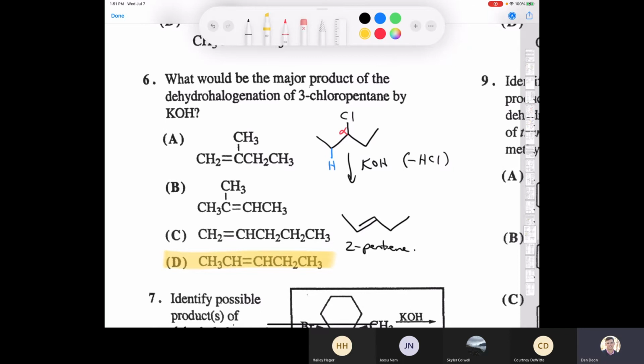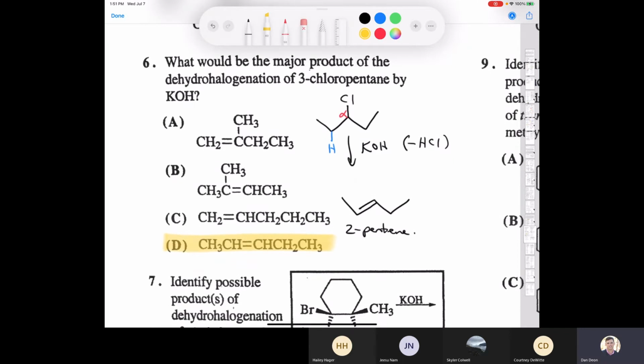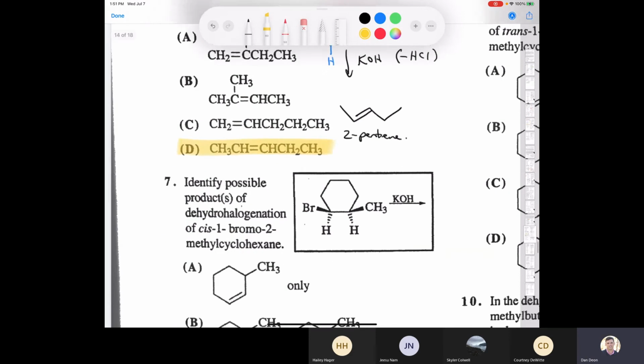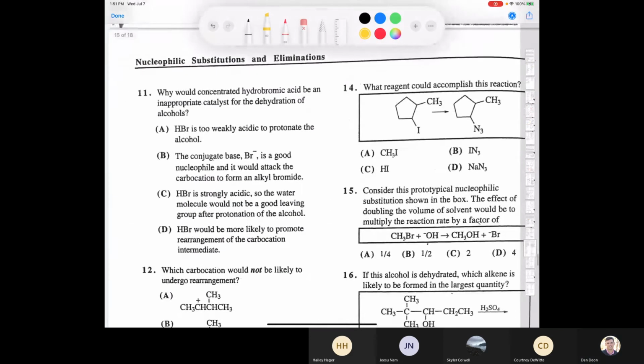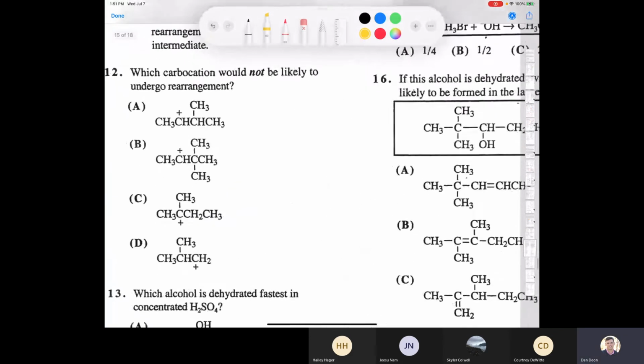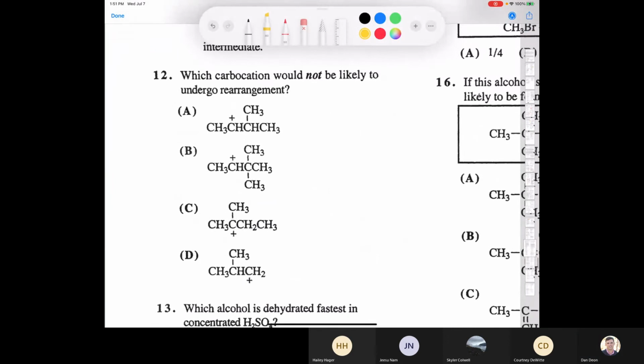Let's try question number... Let's go to question number 12. Ooh, here we go. It says, which one of these would not be likely to undergo a rearrangement?